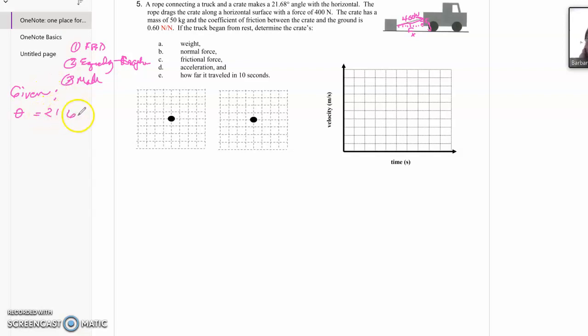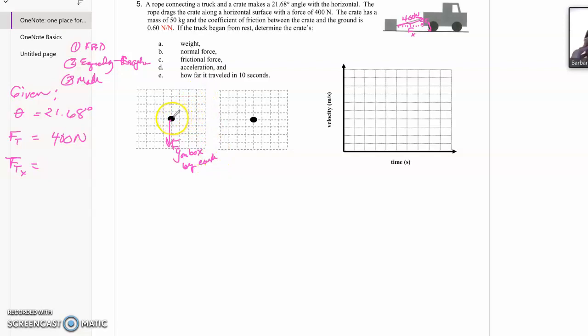So 21.68 degrees. The force, I guess tension would be a good enough way to do it, is 400 newtons. Force, tension, and the X is going to be, let's take a look at it. I think I'll just go right here. Looks to me like they want us to say, okay, so FG would be on the box by the earth. Yeah. All right.